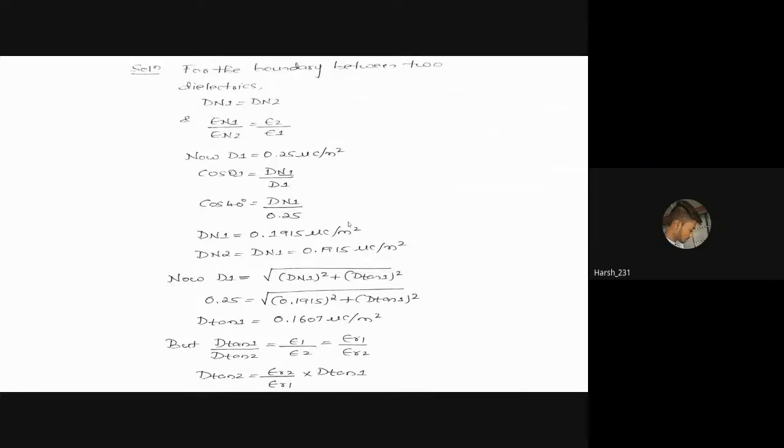Sir, 0.64 into 10 raised to minus 6. Exactly. D tan 2 is equal to 0.6428 into 10 raised to minus 6 coulomb per meter square. Correct. Okay.